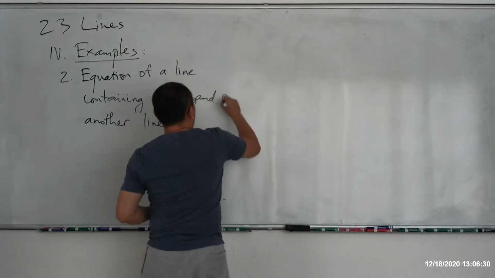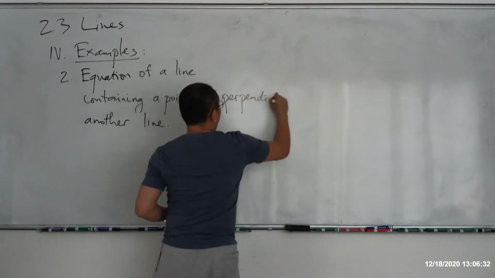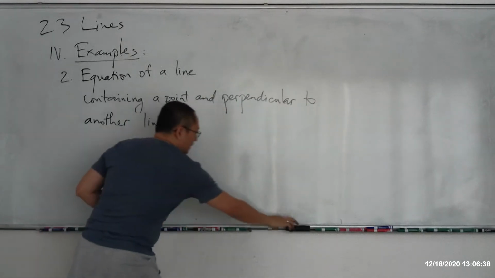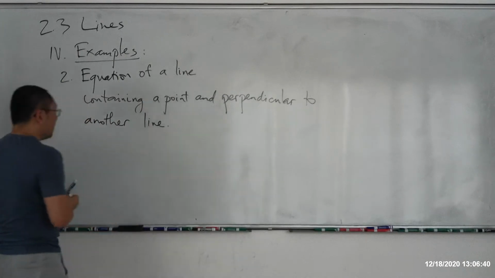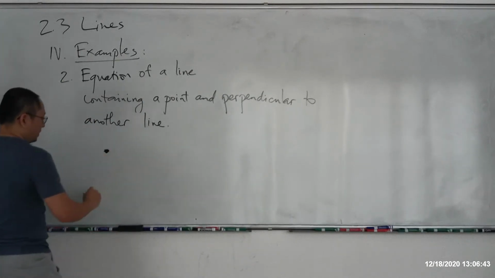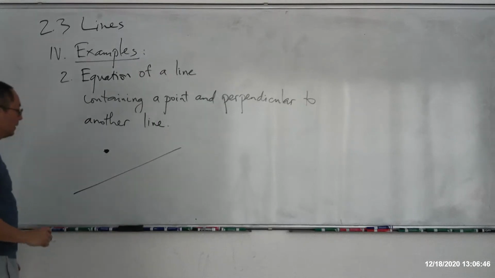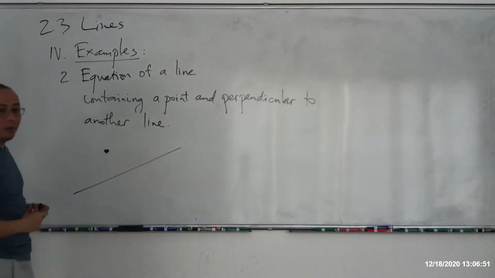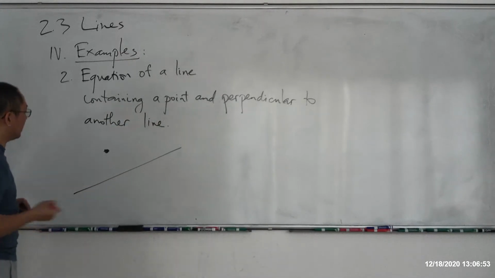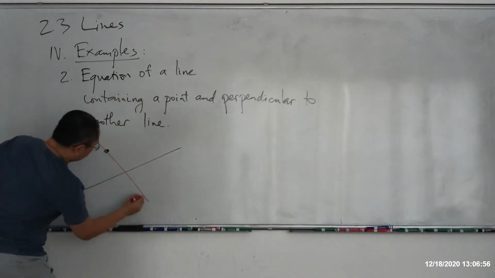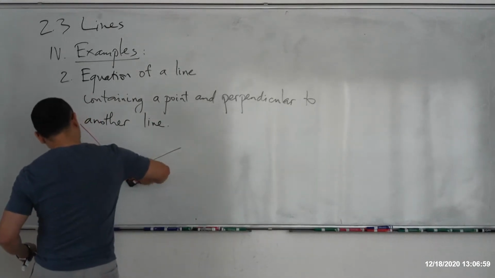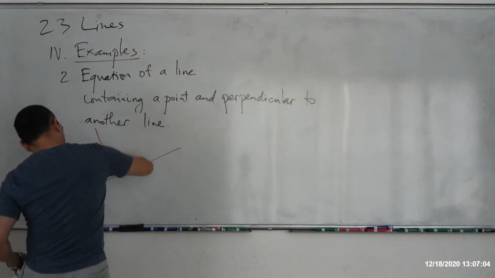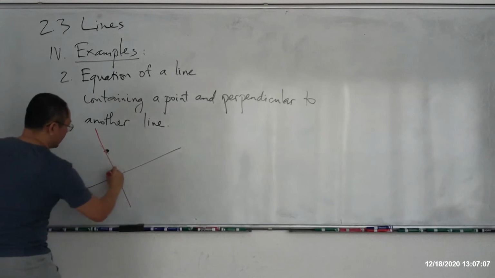And perpendicular to another line. So this is what you see graphically. What they give you is a point. What they give you is a line, okay? And what they ask you is to find the equation of the line that goes through that point. But now it's not parallel to the second line anymore. It's going to be perpendicular. Oh, I gotta draw it back. It doesn't look like 90 degrees. Perpendicular. Should be like this. Okay, that looks better. 90 degrees.